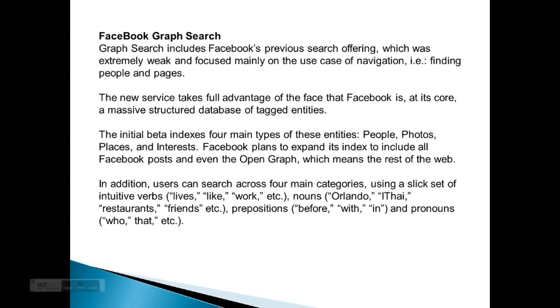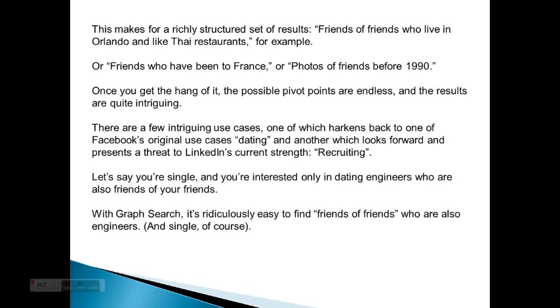Facebook plans to expand its index to include all Facebook posts and even the open graph, which means the rest of the web. In addition, users can search across four main categories using a slick set of intuitive verbs: lives, like, work, etc.; nouns: Orlando, hi-fi, restaurants, friends, etc.; prepositions: before, with, in; and pronouns: who, that, etc. This makes for a fairly rich structured set of results.